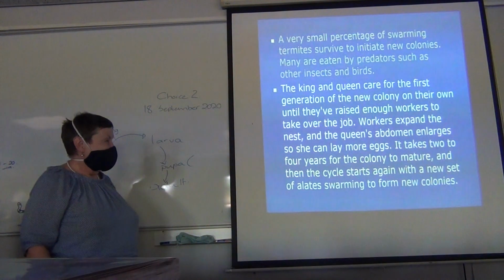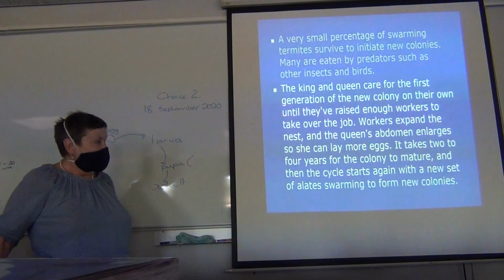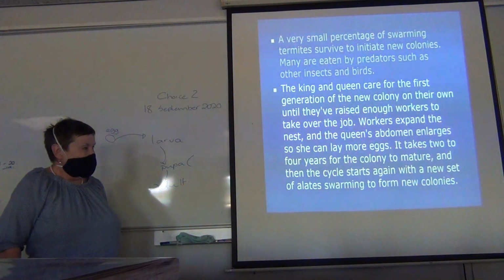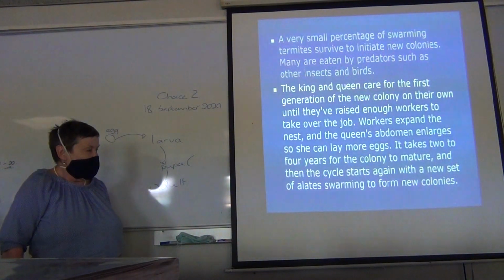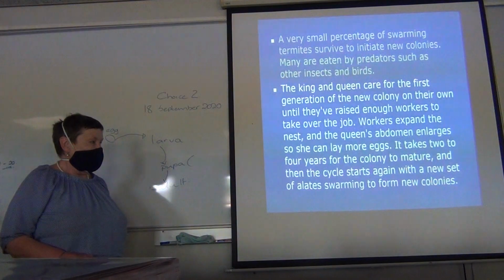The king and the queen care for the first generation on their own until they've raised enough workers to take over the job. The workers expand the nest. The queen's abdomen enlarges so she can lay more eggs. It takes about 2 to 4 years for the colony to mature. Then the cycle starts again.